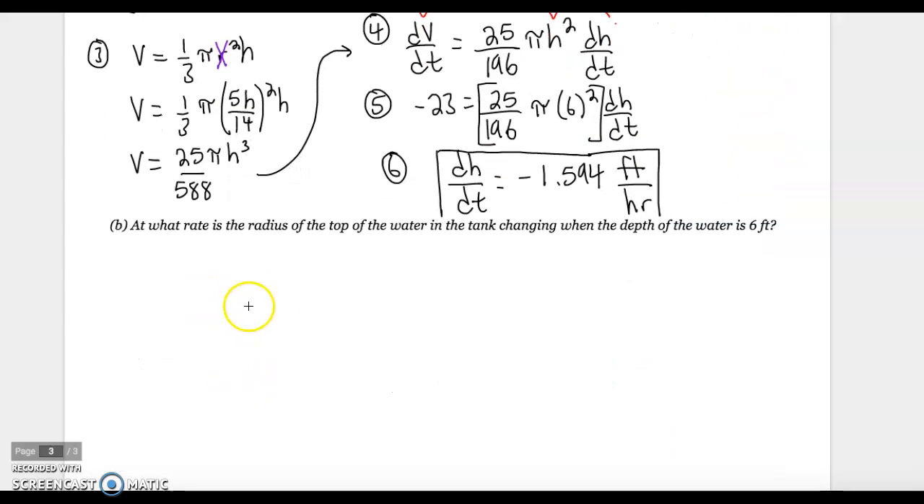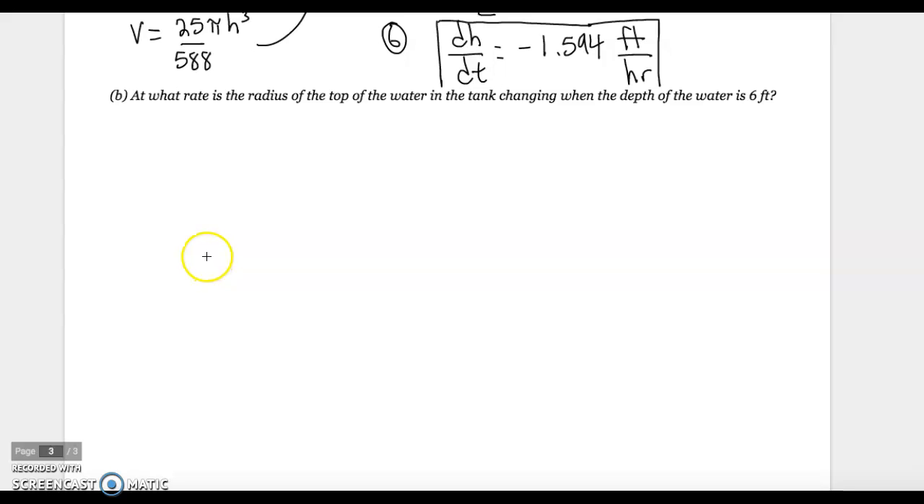In part B, we have at what rate is the radius of the top of the water in the tank changing when the depth of the water is 6 feet. So now it's the same picture as before. So step 1, we've already drawn a picture, and you can still see it on your paper. Step 2, we want to know at what rate is the radius of the top of the water changing. So we want to know dr/dt.